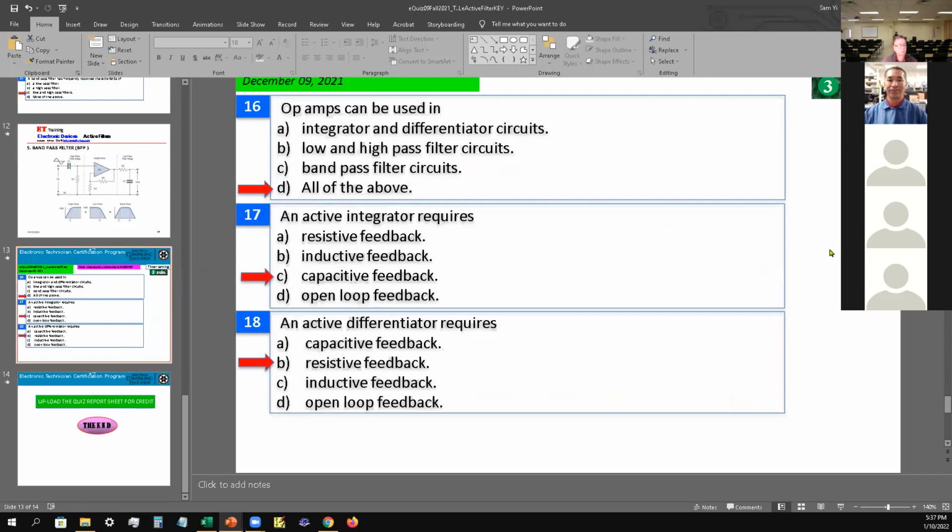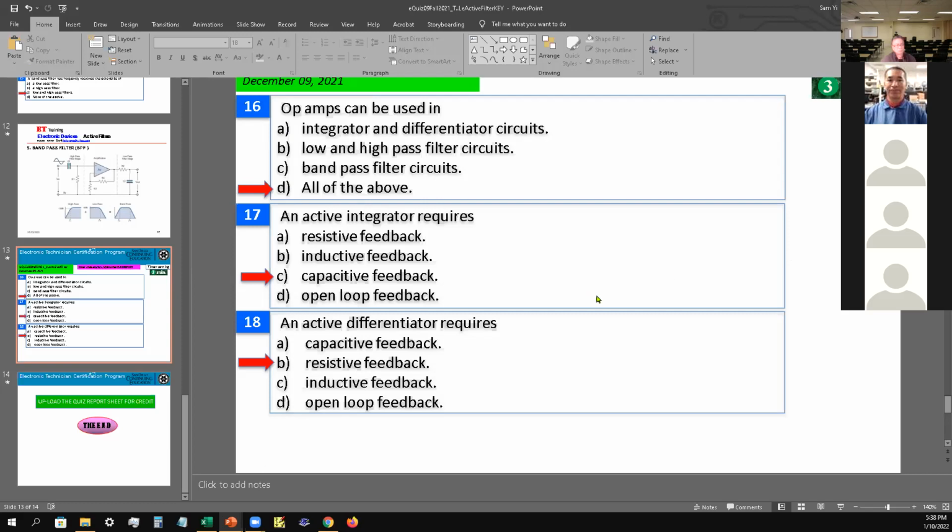Okay. This one, we didn't totally cover the integrator and differentiator too much. I don't remember Mr. Pham covering this closely, so this one is a toss-up: questions 16, 17, and 18. An op-amp can be used in, now this one he did go over, he touched a little bit on the differentiator and the low and high pass filters and the band pass filter. So for number 16, the answer is D, all the above.